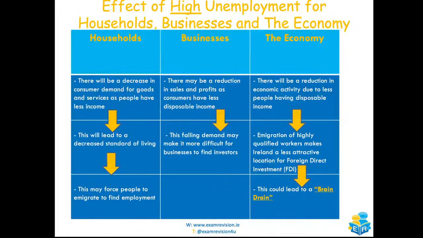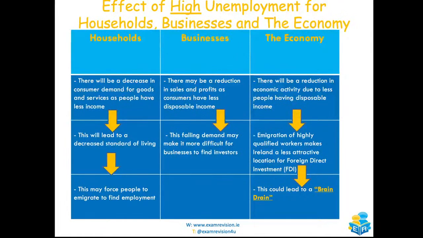For example, in Ireland at the minute, we have lots of big companies such as Facebook, Twitter and LinkedIn that have their European bases in Dublin. The reason they have them there is because we have lots of highly skilled and qualified workers who are able to do the jobs they need done. If those people are emigrating because they can't find work here, those big companies will be less likely to set up here in the first place. This could lead to what's known as a brain drain. A brain drain is when highly skilled and qualified workers leave a country to go to a new country in search of work. That's a negative thing because you don't want to lose those skilled employees from your workforce.